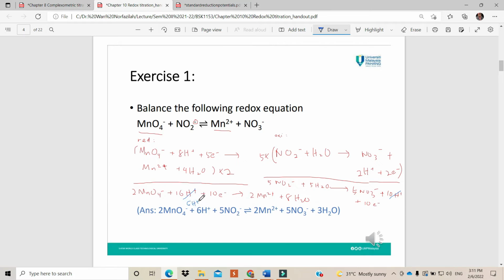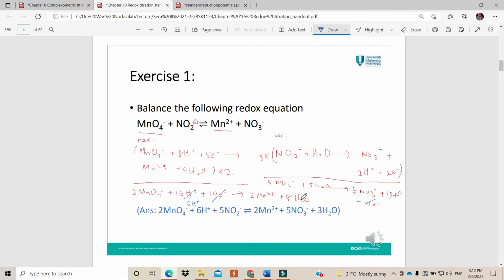16 tolak 10 ada 6 lagi lah dekat reduction. Okay, dekat bahagian MnO4. And then look at the number of electron. Both have 10, so we can cancel them. Next, we look at the product for reduction. We have Mn2 plus. Is there any Mn2 plus? No. So we leave it.